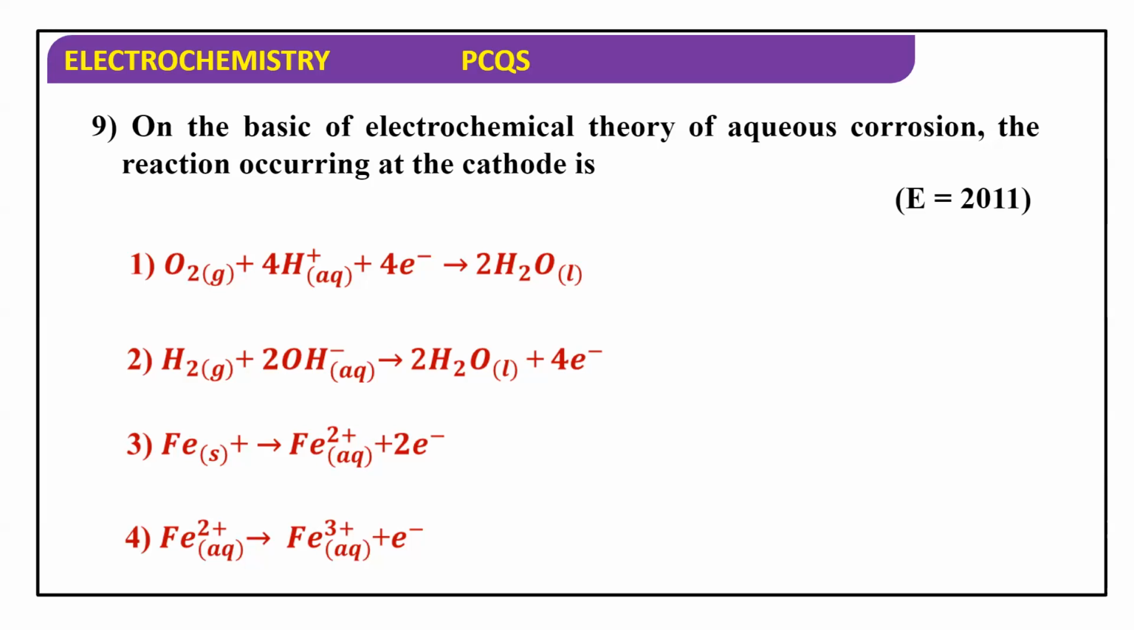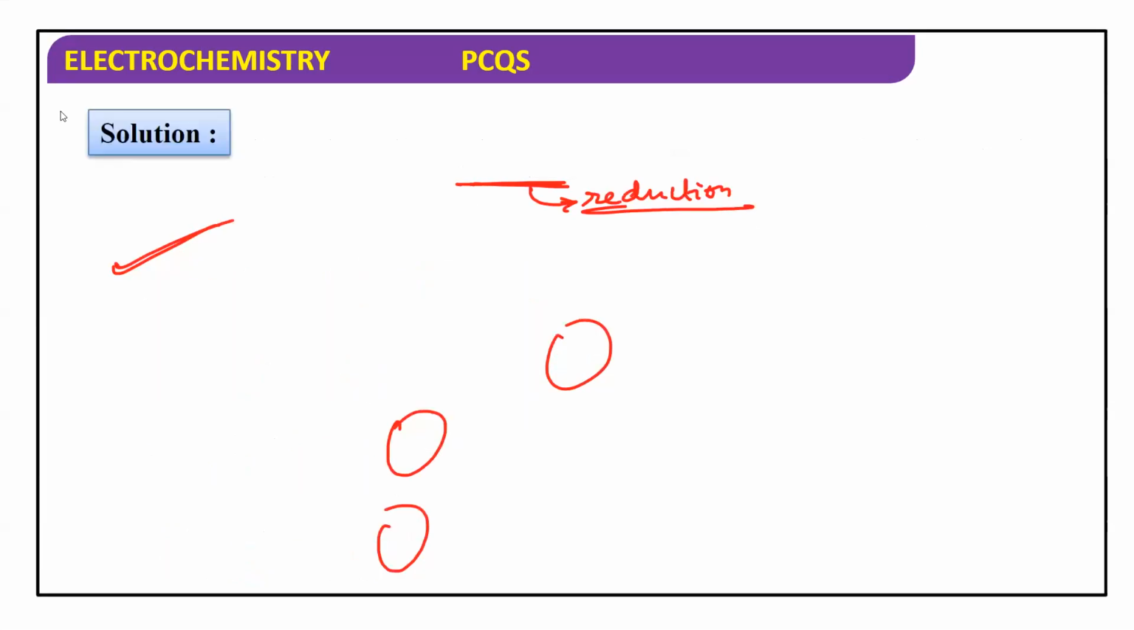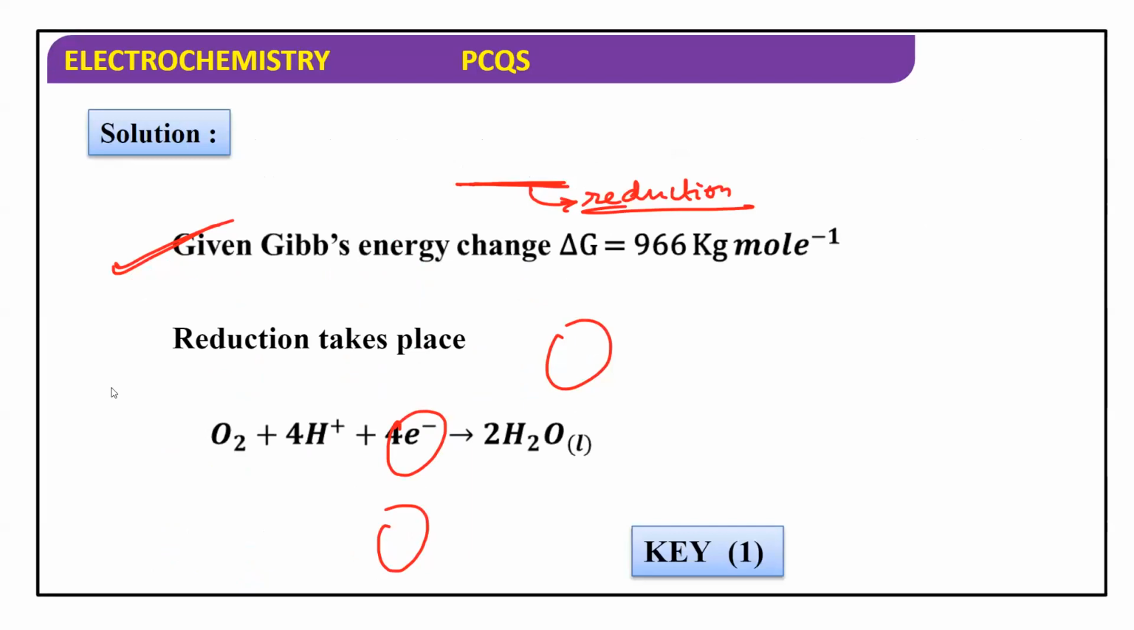Can you tell me? It's the only one with reduction. Yep, correct. It's going to be reduction, right? Because they have mentioned cathode here, and in cathode, what happens? Reduction happens, right? So where is reduction happening? The first one. The rest of the others are what? Oxidation, oxidation, and oxidation, right? So the first one is the correct answer. Let me clear this. Got it, Harsha? Yes, sir.